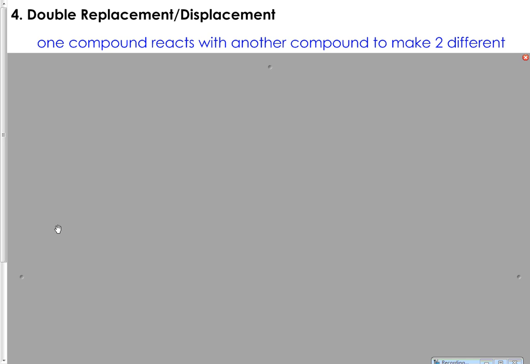This is video number 6 for chapter 8 in chemistry. This is on double replacement or double displacement reactions. Now, in a double replacement reaction, you are going to take a compound and it's going to react with another compound. And what's going to happen, if the reaction will take place, they will switch partners and make two different compounds.